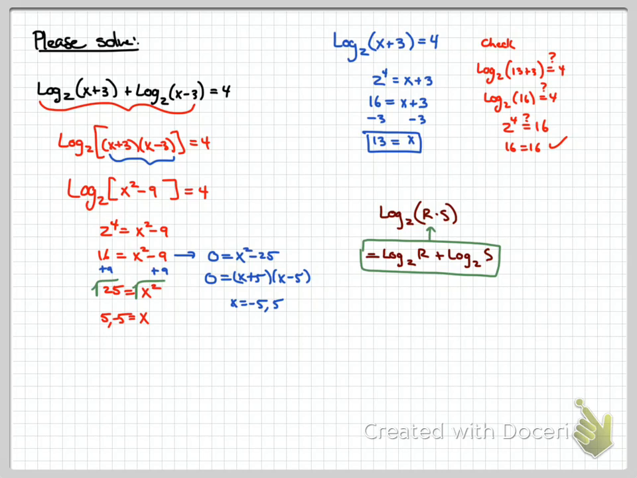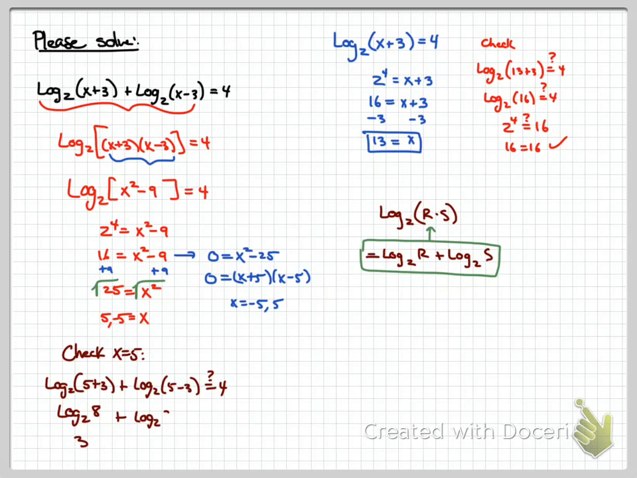All right, so we've got our potential solutions, but it's always a good idea to check. So let's try our potential solution 5. Let's check x equals 5. When we plug that in, we've got log base 2 of 5 plus 3 plus log base 2 of 5 minus 3. Does that indeed equal 4? Well, 5 plus 3 is 8, so I've got log base 2 of 8, which is indeed 3, plus log base 2 of 2, which is indeed 1, and that definitely equals 4. So 5 is a solution. This is awesome. Let's try negative 5.